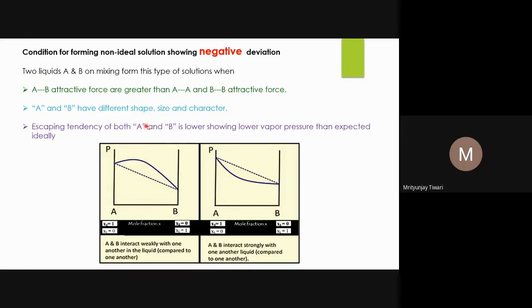And A and B have this. Why will these interactions be stronger or weaker in positive and negative deviation? It will happen when A and B have different shapes, sizes, and their character, their functional groups or functionality is different. Escaping tendency of both A and B is lower, showing lower vapor pressure than expected ideally according to Raoult's law, and this figure I have already explained, I hope.